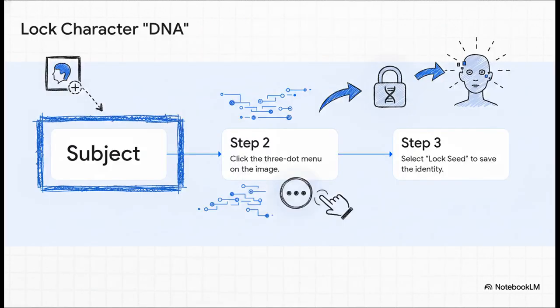And locking this in Google Whisk? It's surprisingly easy. You just take the image you want as your base model and drag it into the subject box. Then you find that little 3-dot menu on the image, click it, and hit Lock Seed. And that's it. You're done. Her digital DNA is now saved and ready to go.